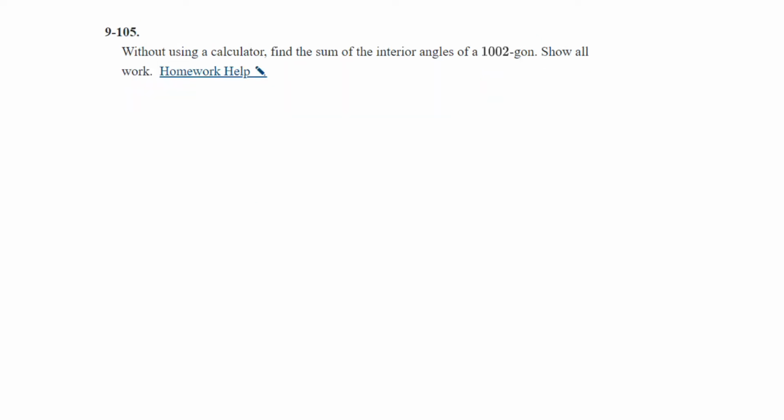Question 105, without using a calculator, find the sum of the interior angles of a 1002-gon. Show all the work. We know that the sum of the interior angles of a polygon is equal to 180 times n minus 2, so this is 1002 minus 2. That works out nicely, because that would put it right down to 1,000. And then without the calculator, we would know that 1,000 times 180 would be 180,000. So the sum of the angles would be 180,000.